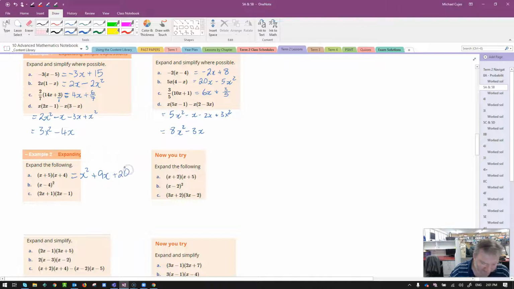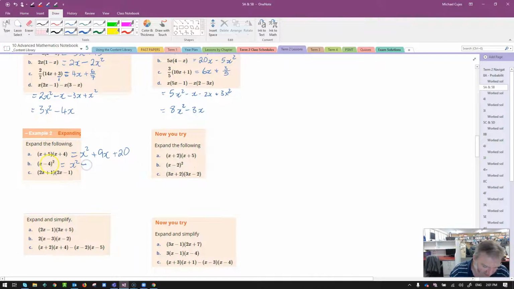is 20. X minus 4 all squared, so it's the first term squared, x squared, minus 2 times the first term times the second term. So it's going to be minus 2 times x times 4, so that's minus 8x. And then it's plus the last term squared. 4 squared is 16. So x squared minus 8x plus 16.